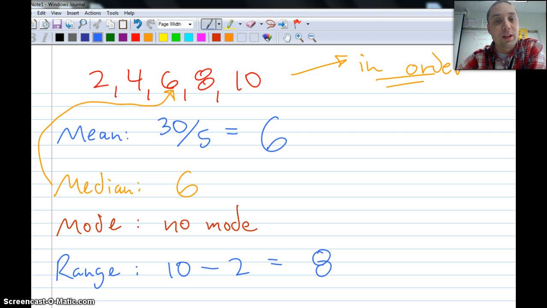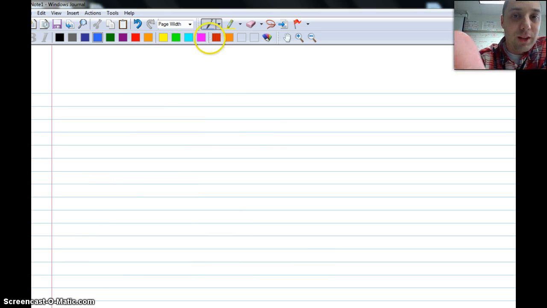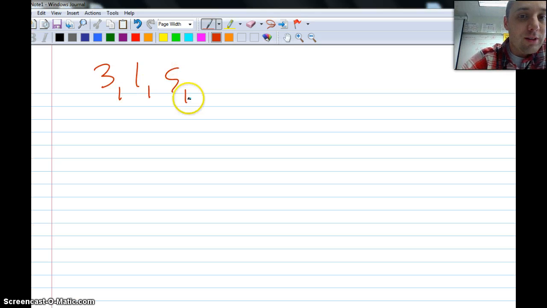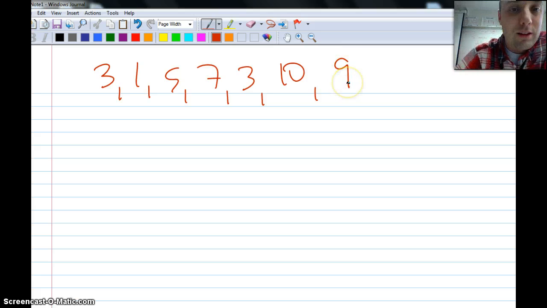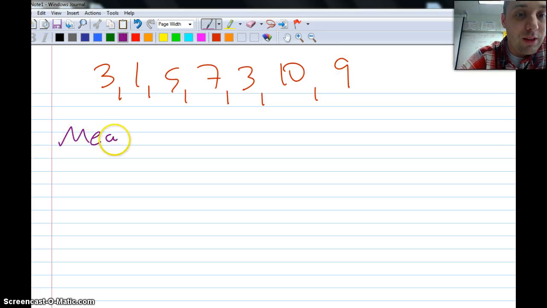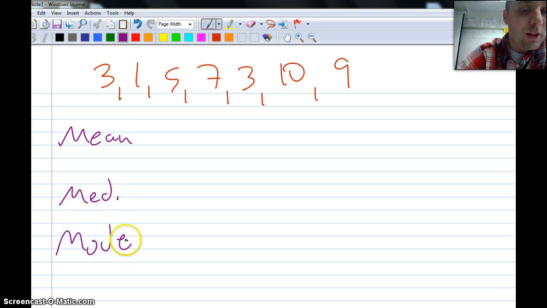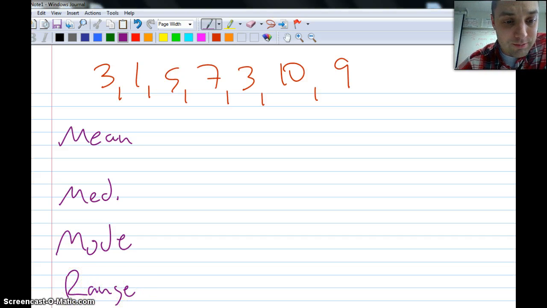I'm going to put a set of numbers down now, and I want you to find the mean, median, mode, and range. Okay, I'm not going to put them in order for you, so you're going to have to do that extra step. Here you go. 3, 1, 5, 7, 3, 10, 9. There they are. Right there at your table, team up with your partner. Find the mean, find the median, find the mode, find the range. Alright. Pause the video, get to work.